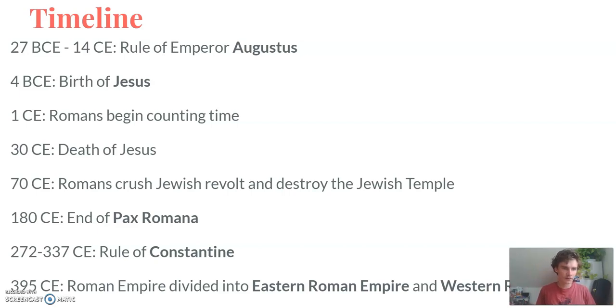We have the rule of the Emperor Constantine, who tries to bring the empire back and succeeds for a bit, but then eventually his reforms will stop and Rome will fall apart after his rule. 395 is when the Roman Empire is actually divided into two halves, an east half and a west half. And then in 476, the western part is overthrown by Germanic invaders.